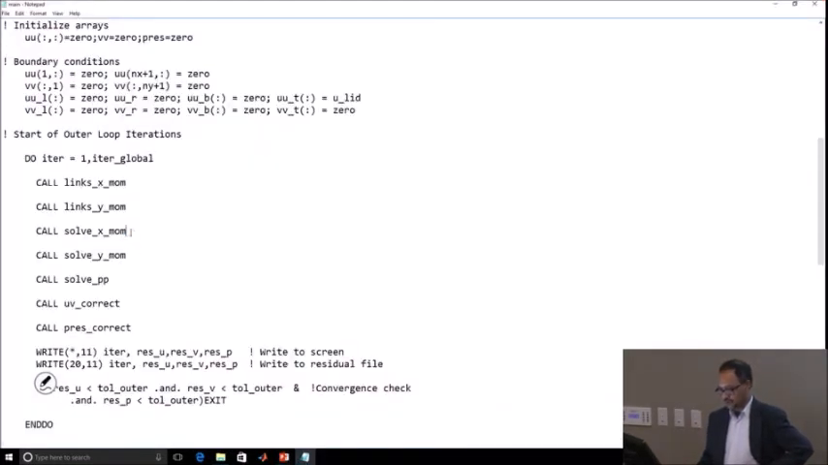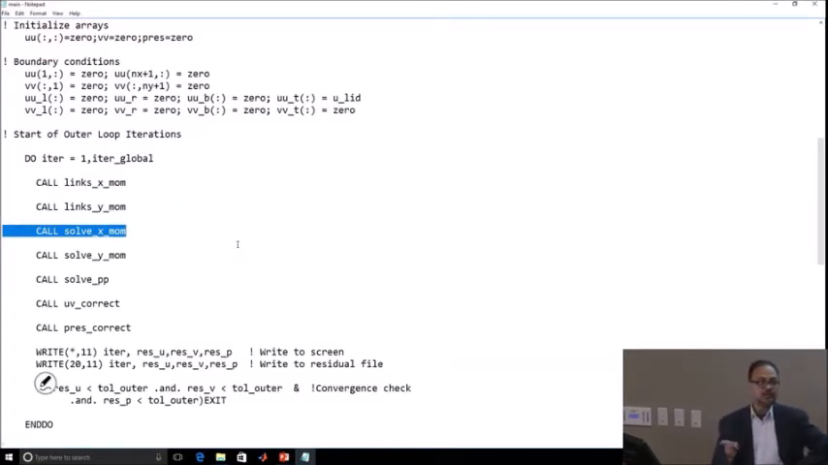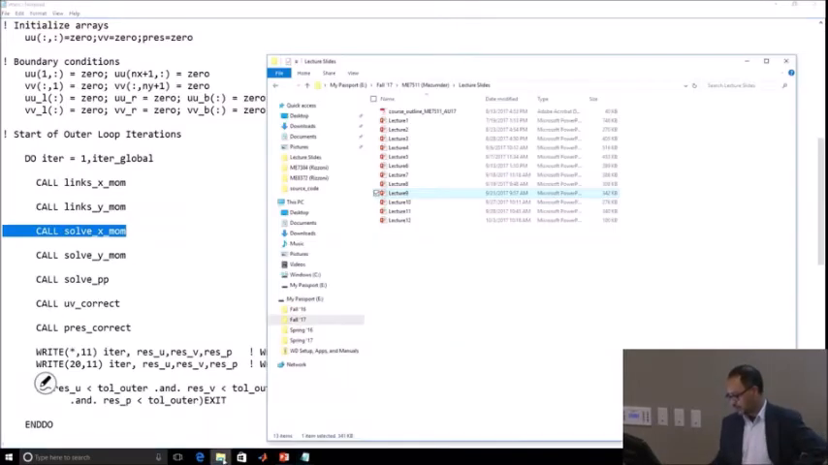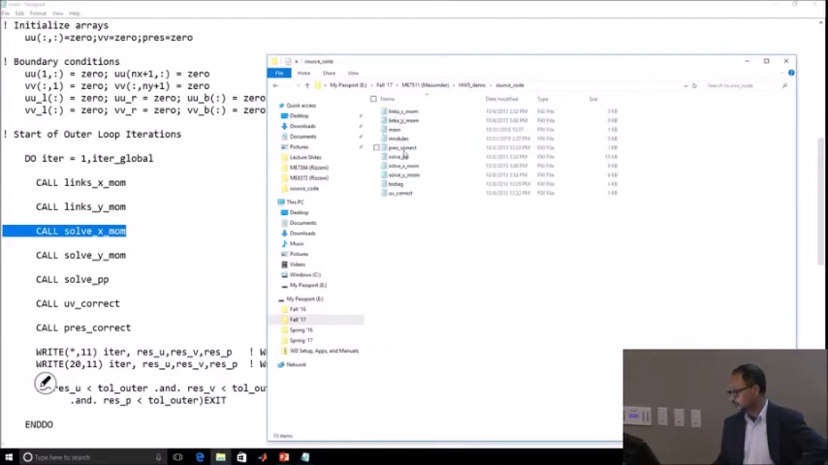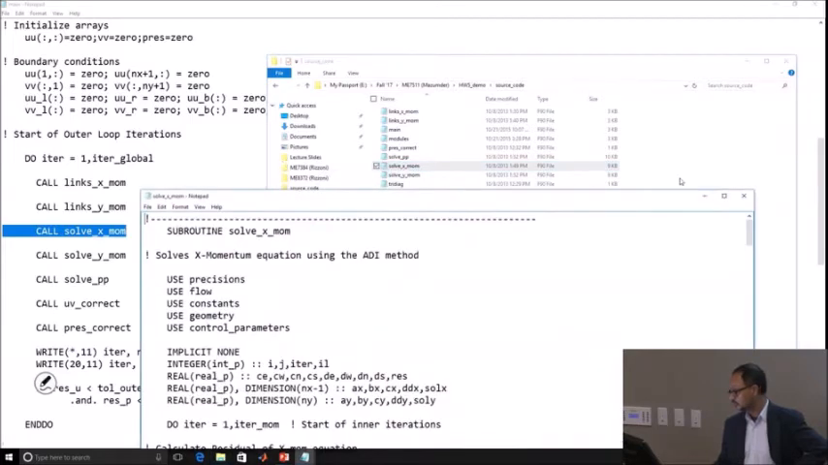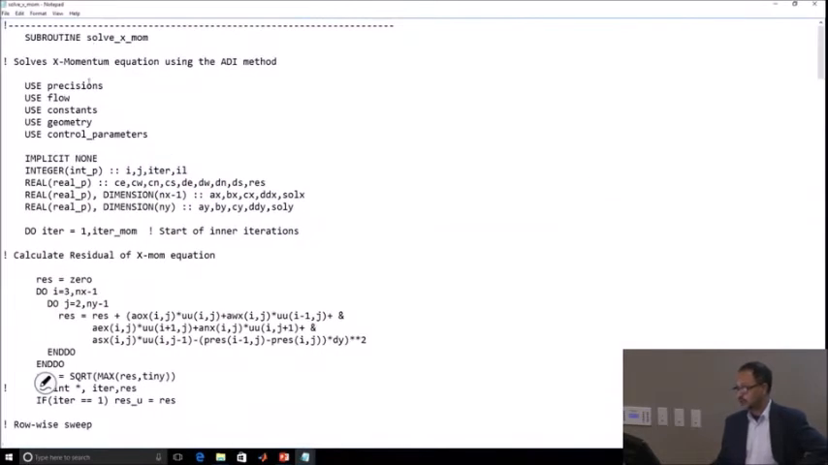Then we get to solve. This is where your ADI solver is. And remember, we're solving the equations in correction form. We're not solving them in the original form anymore. So let's look at that a little bit. You can see here, this is solving the x momentum equation.